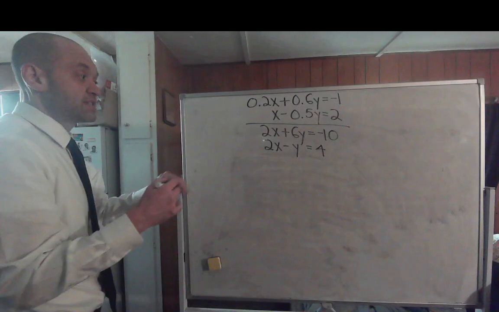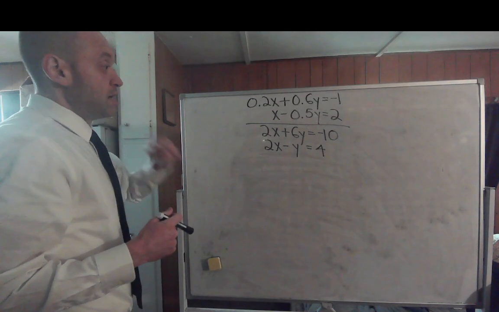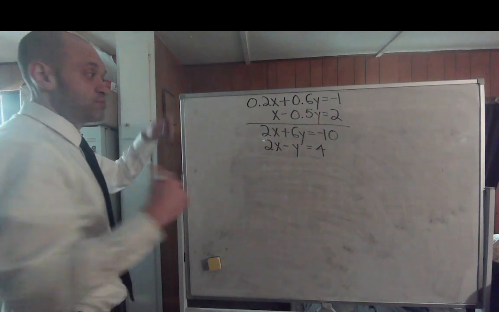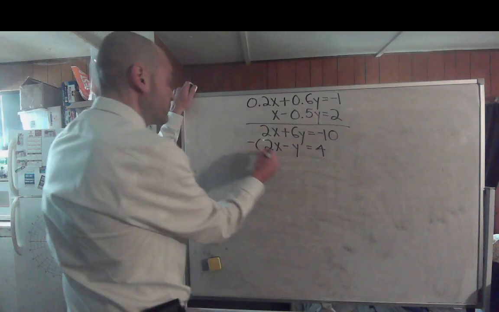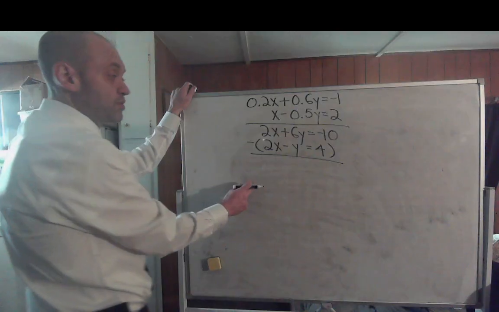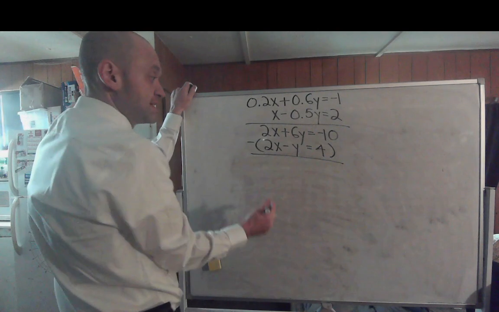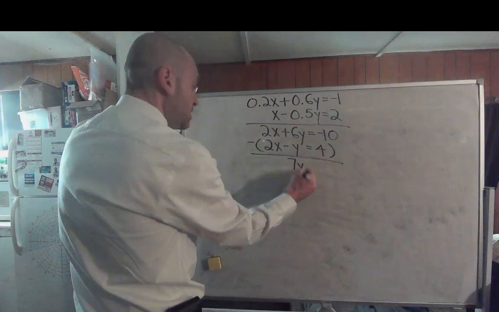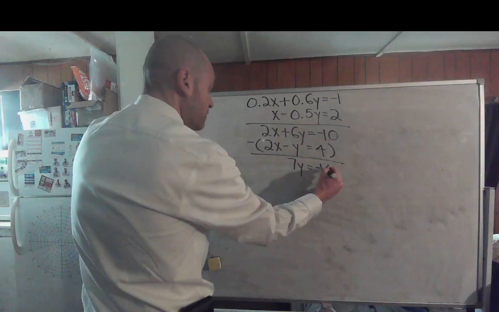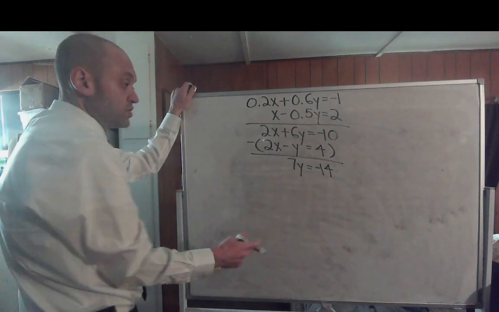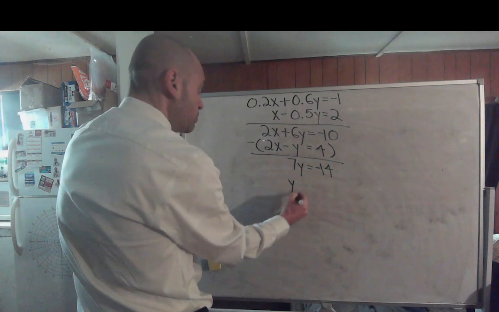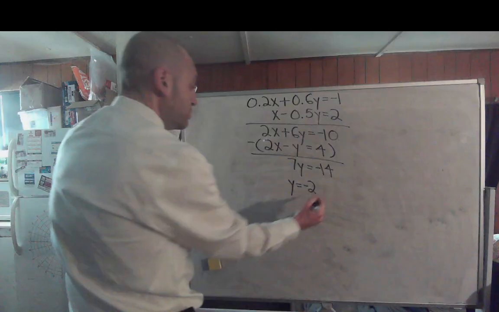That actually isn't so bad. And you have the exact same coefficients on the x, so we can just subtract the second equation from the first. If you do that, the x's are gone temporarily. 6y minus negative y turns into 7y. Then negative 10 minus 4 is negative 14. So you end up with 7y equals negative 14, so y would equal negative 2.